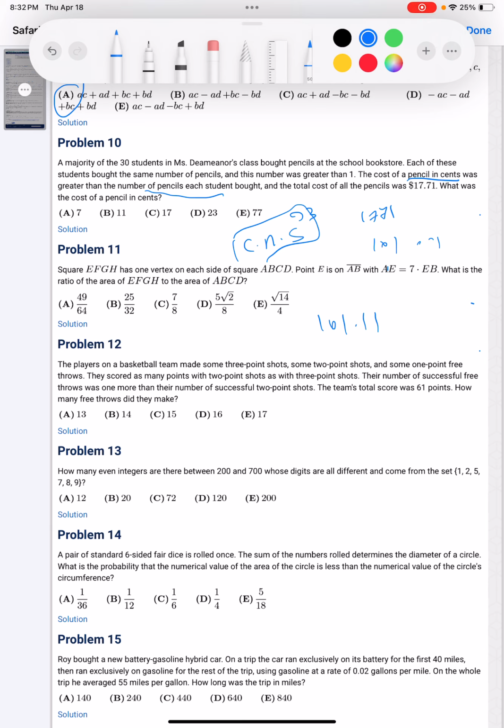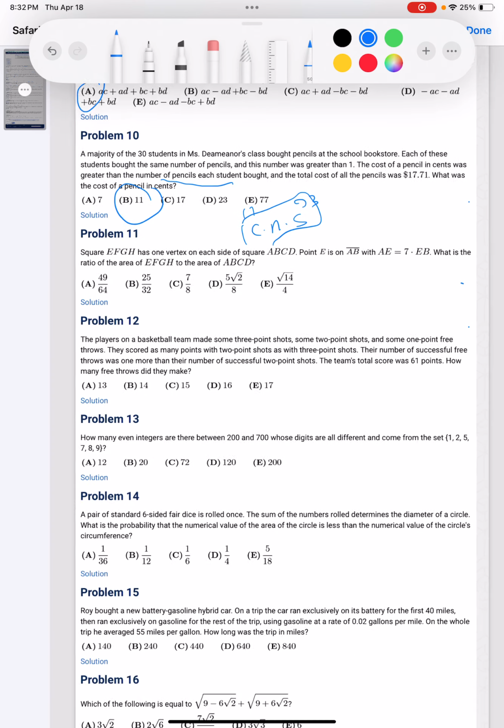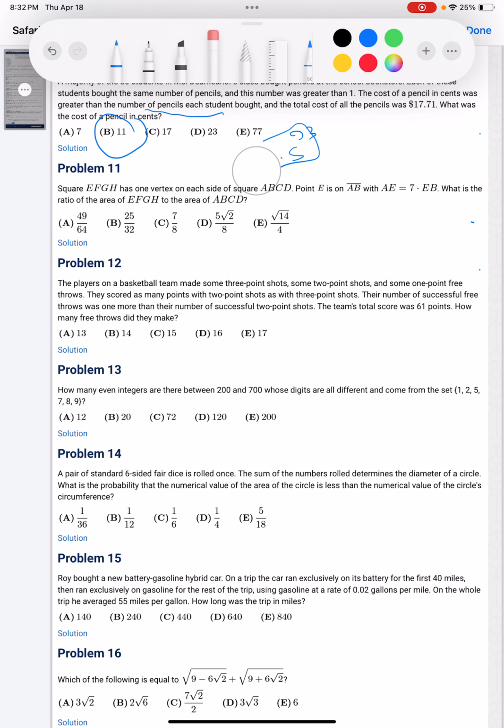Okay, what was the cost of the pencil in cents? And then 7 and 11. It says the cost of the pencil was greater than the number of pencils, so therefore this has to be 11. It should be B. Okay, because 23, 11, and 7 has to be 11. So let's keep going to problem 11. That was kind of a peculiar problem. Okay, let's keep going.